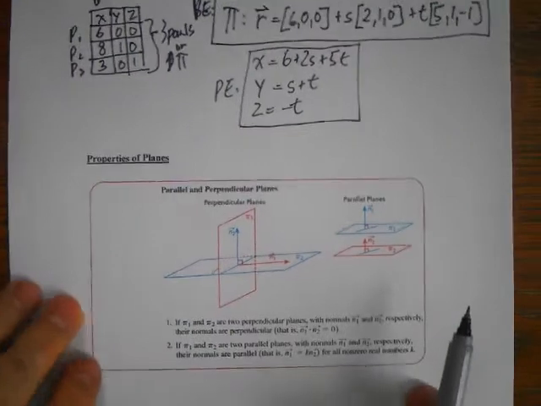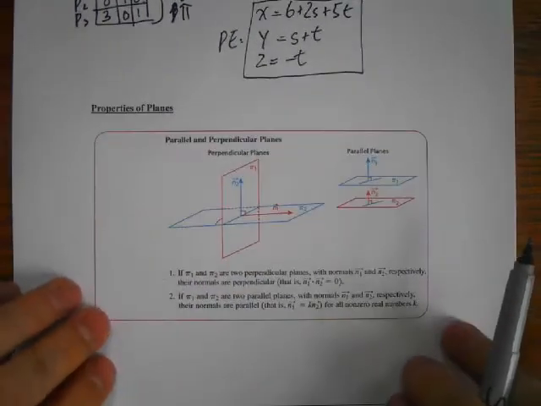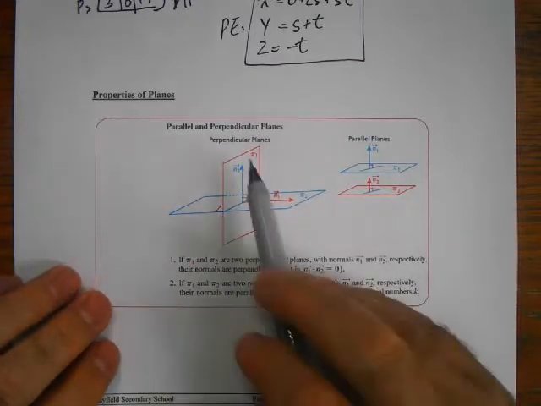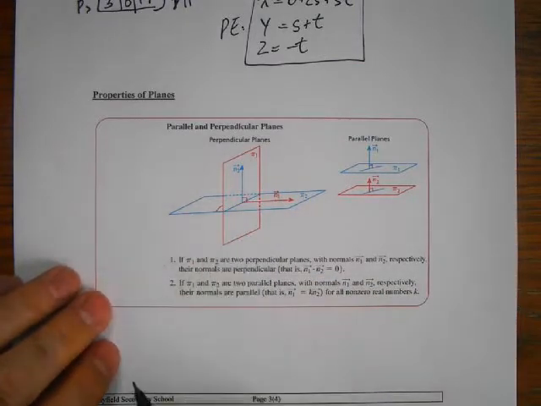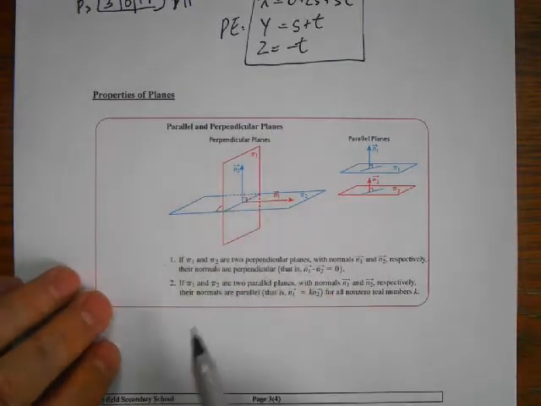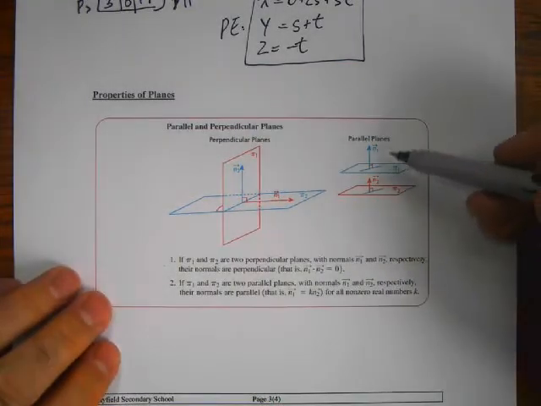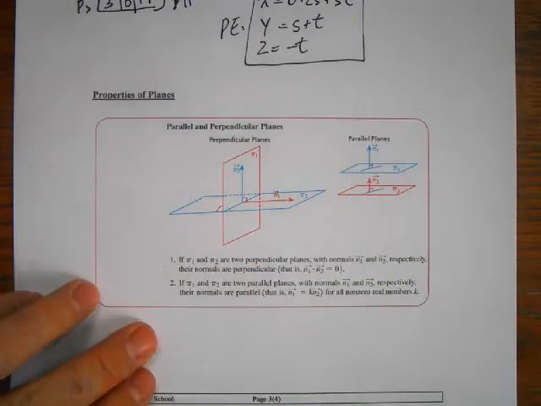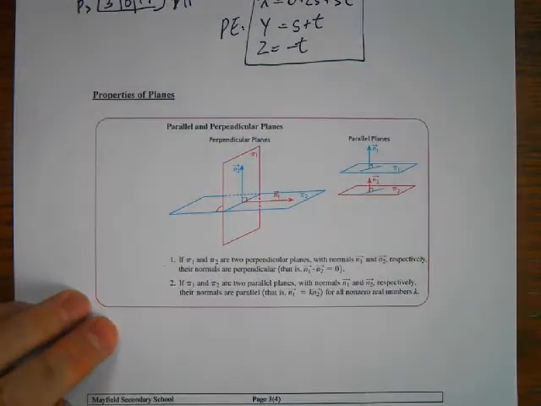Okay, properties of planes, we've kind of covered all this, but this is more visual. You can see that if you had 2 planes that were perpendicular, if you did the dot product between the 2 normals, you will get 0 because it's 90 degrees. And if you had 2 planes that were parallel, you can see that the normals would be scalar multiples of each other. Okay, last page.